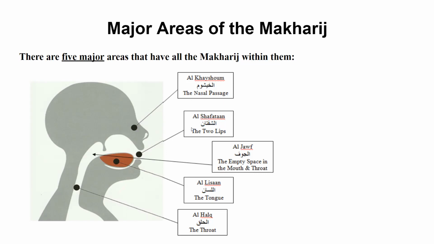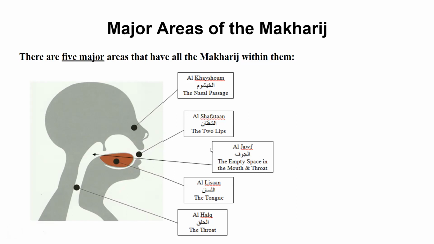Now, the second major area of makhraj is going to be al-shafatan. Ash-shafatan, the 2 lips. Okay, so this is here at the very opening of the mouth. You have one lip on top and then the lip on the bottom. So both of these 2 lips are known as ash-shafatan in Arabic. So here you can see it's pointing at the lips. So this is the second general area, ash-shafatan.